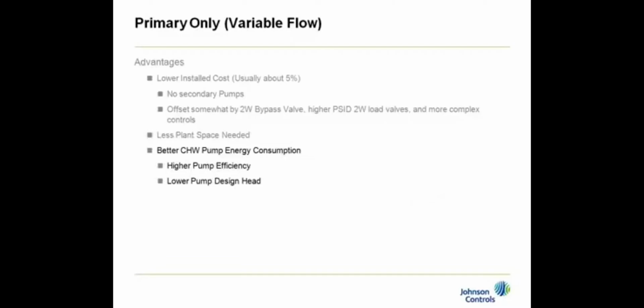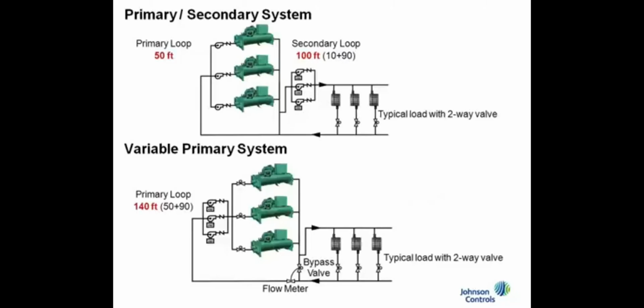There's also a lower pump design head. Now, you sort of alluded to this earlier, but remember our primary loop from our primary secondary system was 50 feet, and our secondary loop was 100 feet. But that 100 has two components, and one of it is the head loss right around this secondary header. And that includes the strainers, the valves, the pumps, etc. There's a 10-foot head loss, or around 10. So then the system loss out here is only 90 feet. Well, I don't have this 10 anymore because I've eliminated those pumps down here. So now I have 50 plus 90 instead of 50 plus 100 for 140.